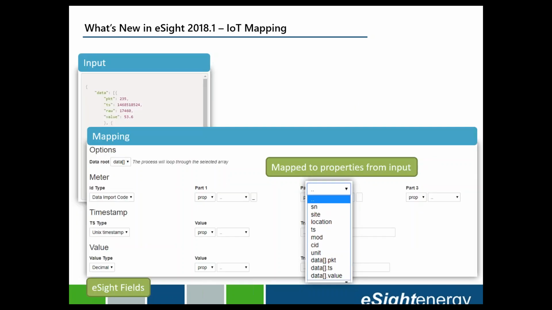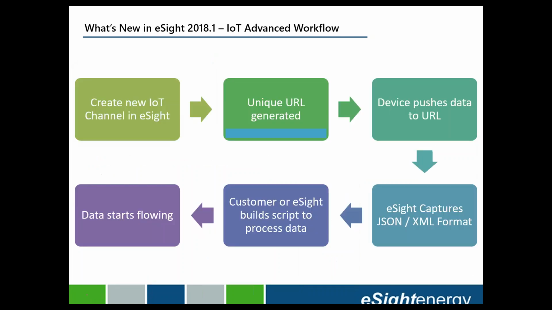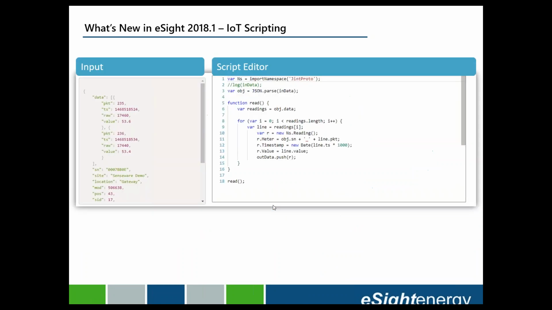That's what we call our mapping view. It's like a simple view. We're also going to offer an advanced workflow, which basically follows the same thing. But instead of doing a mapping like I've just shown, you can basically build a script. This is more so putting on your developer hat. I won't get into this at all because I'm not a developer myself. I won't do it justice.